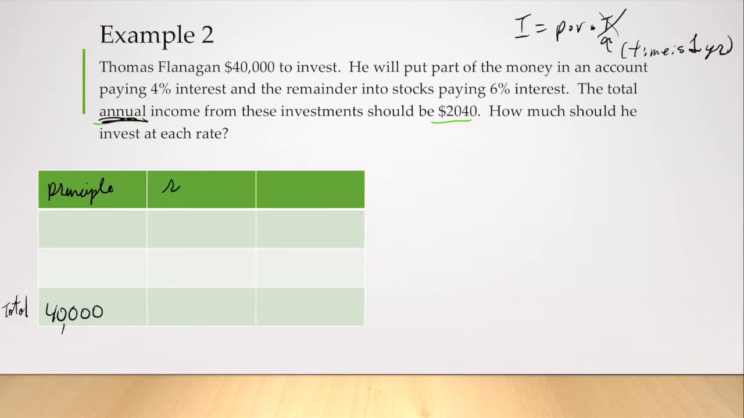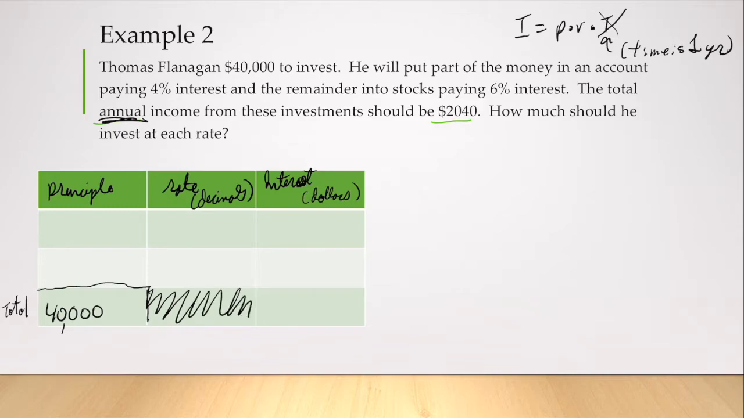I have two different accounts. So I've got my different rates that I'm going to express in decimals. And then I have my interest, which is going to be in dollars. Well, I know total principal, I've got 40,000. And total interest, I'm supposed to get $2,040.